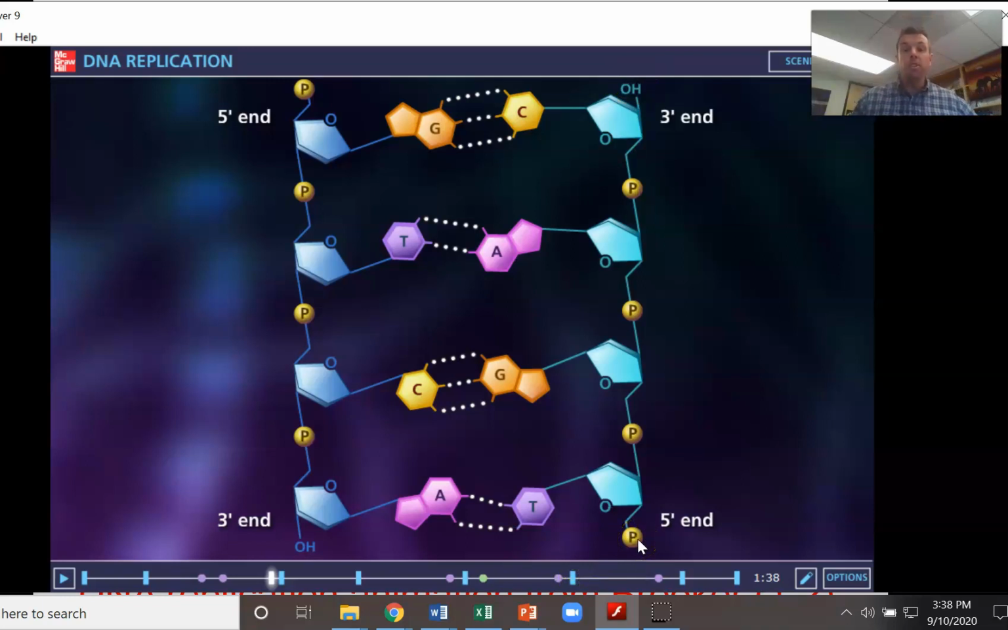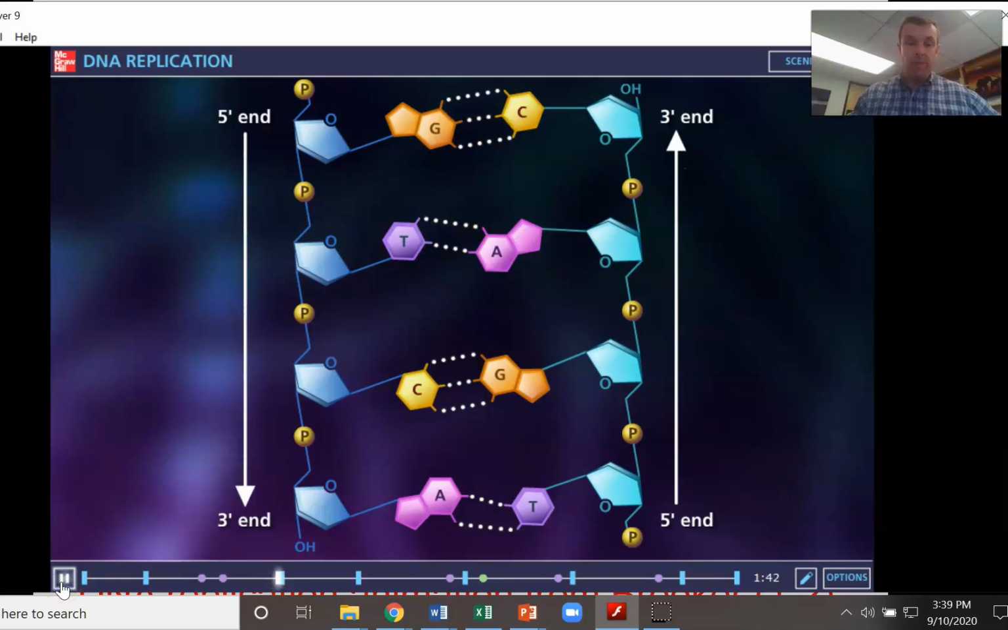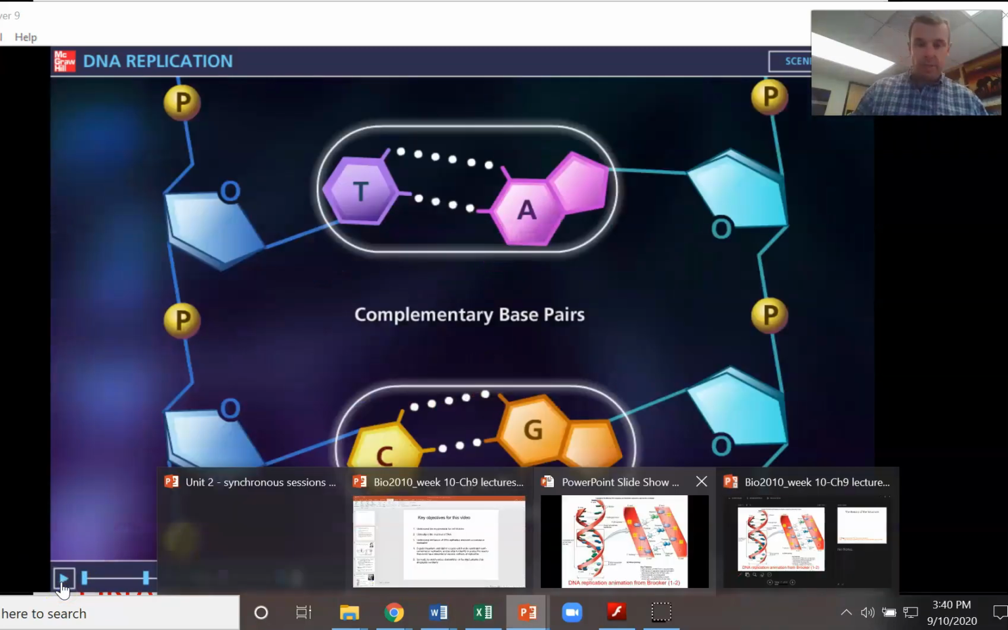So they're in opposite directions. And we know that G always binds to C with its 3 hydrogen bonds, T always binds to A with its 2 hydrogen bonds, and that is the complementary base pairing right there. This shows the anti-parallel nature of the DNA strands.